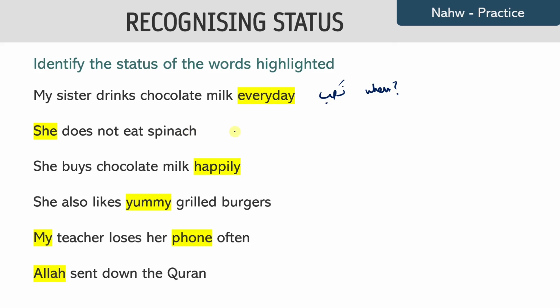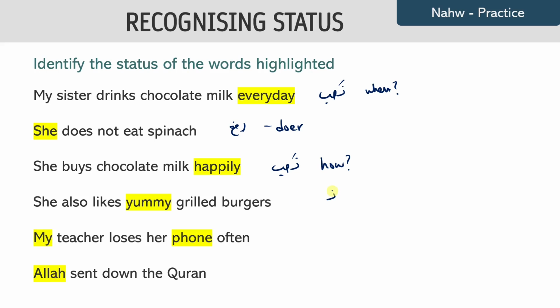She does not eat spinach. Rafa, because it's the doer. Good. Because she is the doer of the action. She buys chocolate milk happily. Happily? Nasab, because it tells you how. Good, because it answers the question how. She bought the stuff, the chocolate milk. She also likes yummy grilled burgers.